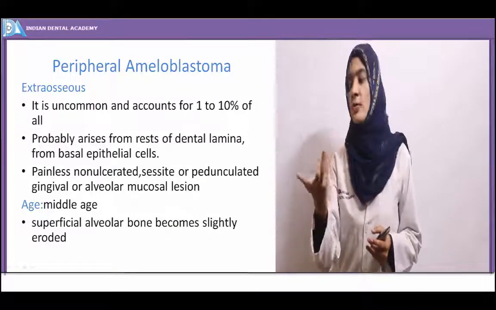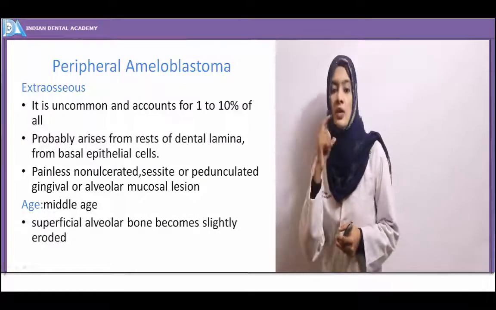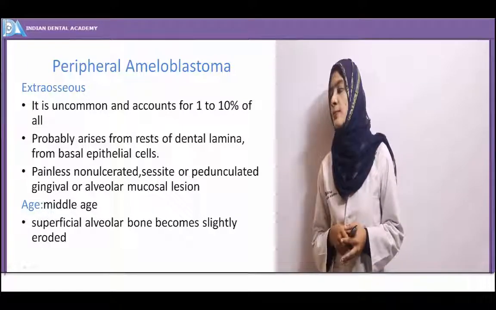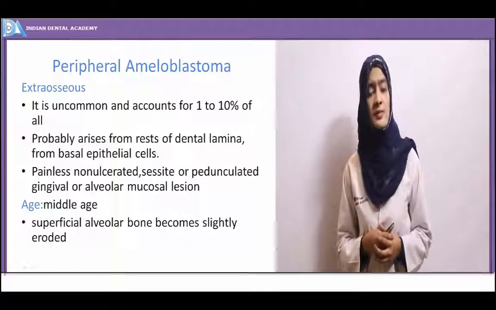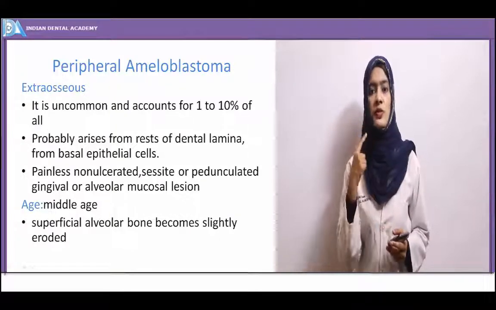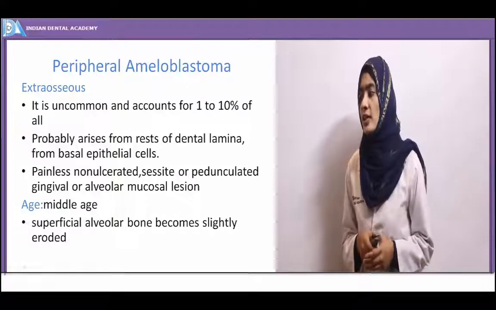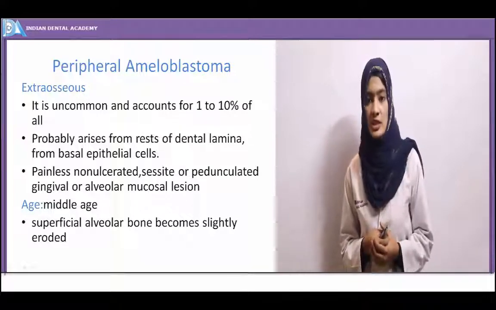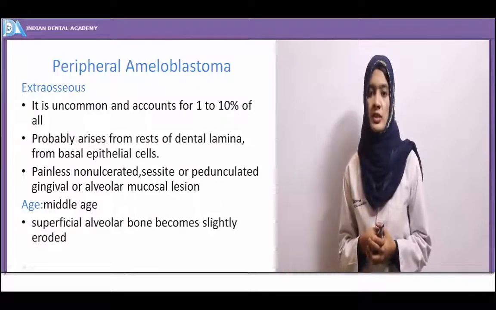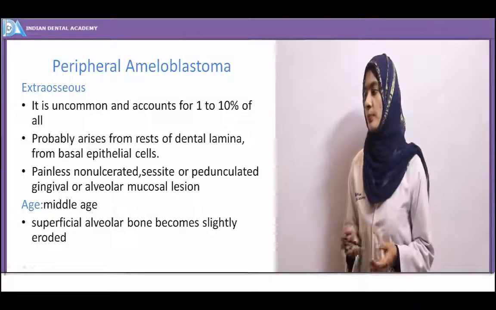which appears to be fibromatous in nature clinically, because it is just seen as a nodule on the gingiva or the alveolar mucosa. Sometimes when the nodule is a little bit excessive, it shows superficial erosion of the alveolar bone. It is typically seen in middle-aged individuals, about 25 to 30 years of age, you see this peripheral ameloblastoma.